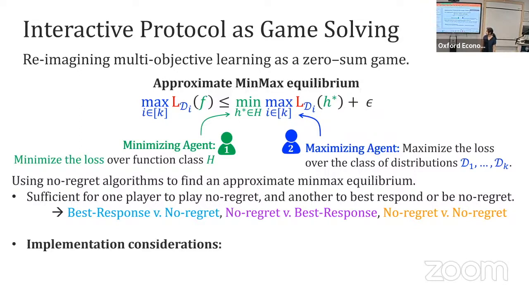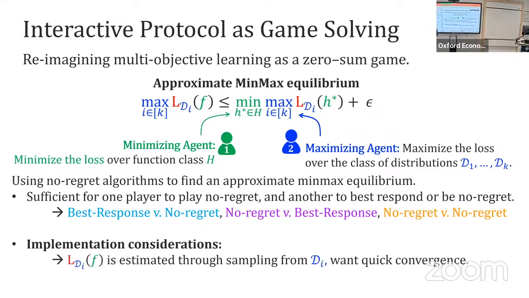And the faster I converge to this benchmark, the smaller the number of samples and resources that I would have needed. Because in terms of implementation considerations, the loss that I'm trying to play here is not something I know. I have to estimate it, and to estimate, I need samples. I also want to converge fast because the faster I converge, the fewer observations I'm going to need.